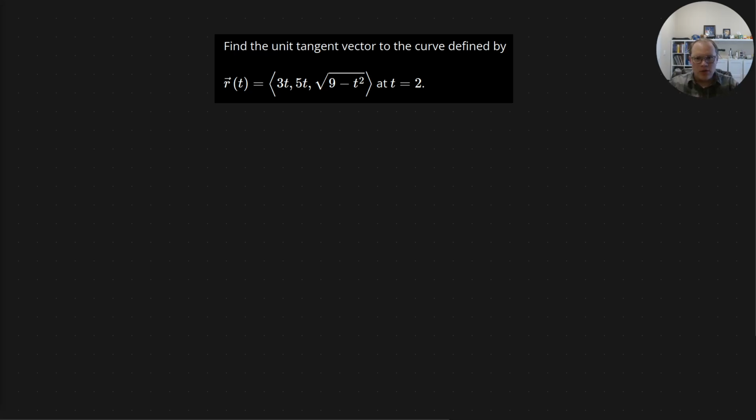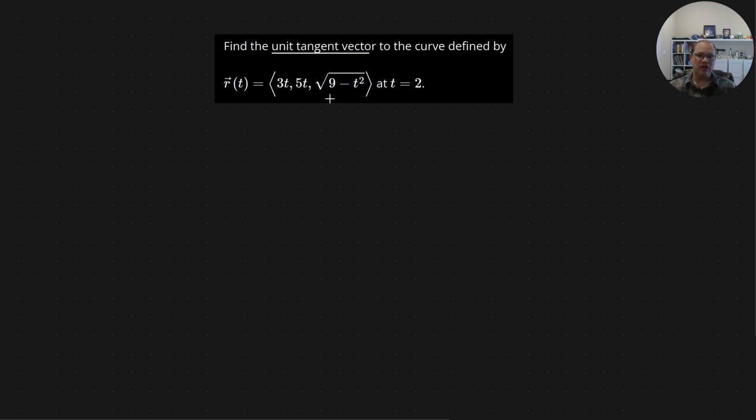In this example, we're going to introduce a new concept, though it is a straightforward concept. We want to find the unit tangent vector to the curve at t equals 2. A lot of times when we're dealing with these parameterized curves, we're more focused on the direction of the tangent vector than the length of the tangent vector. Remember, the length communicates the speed with which a particle would move along the trajectory, based on if t is time.